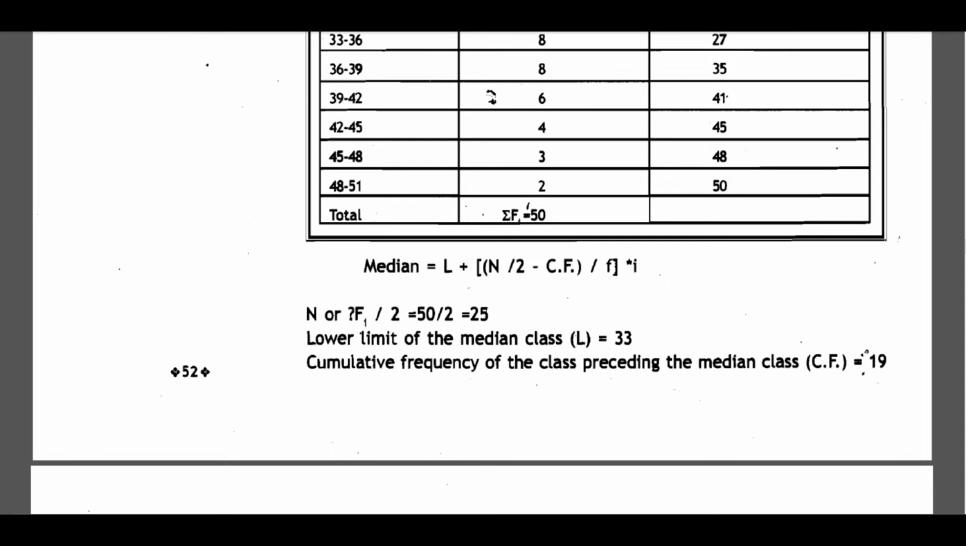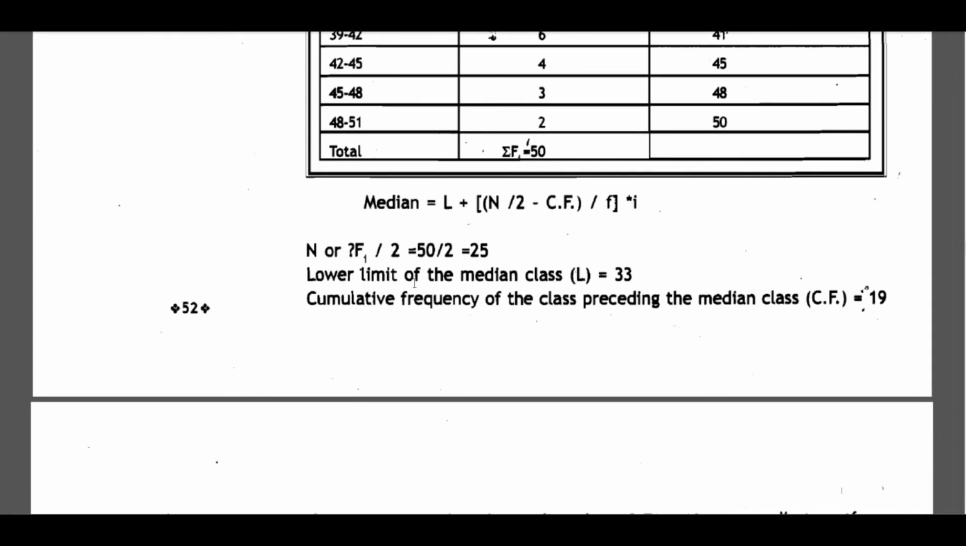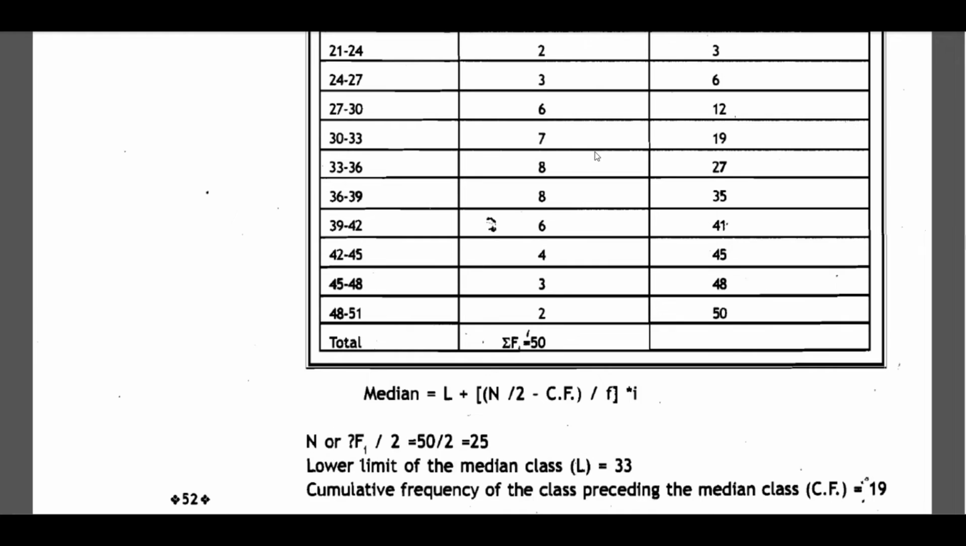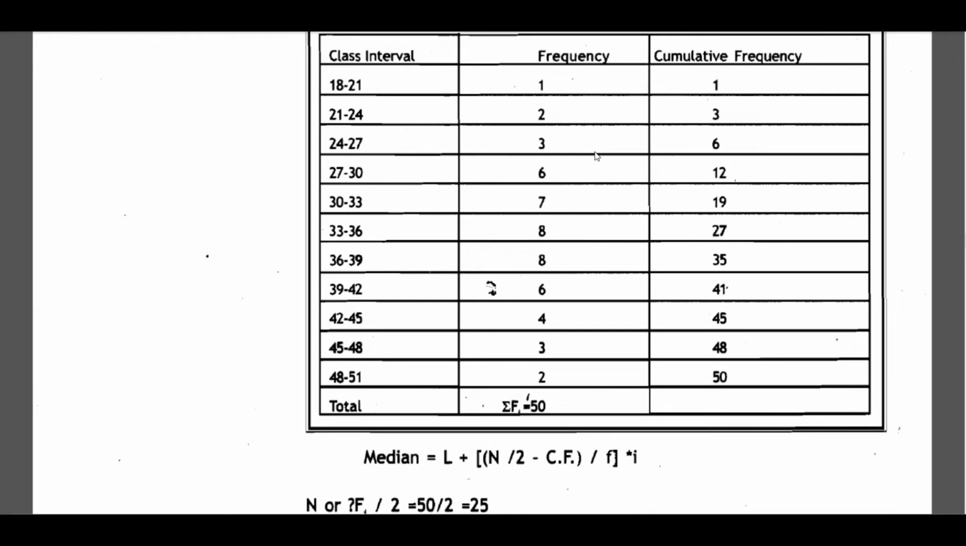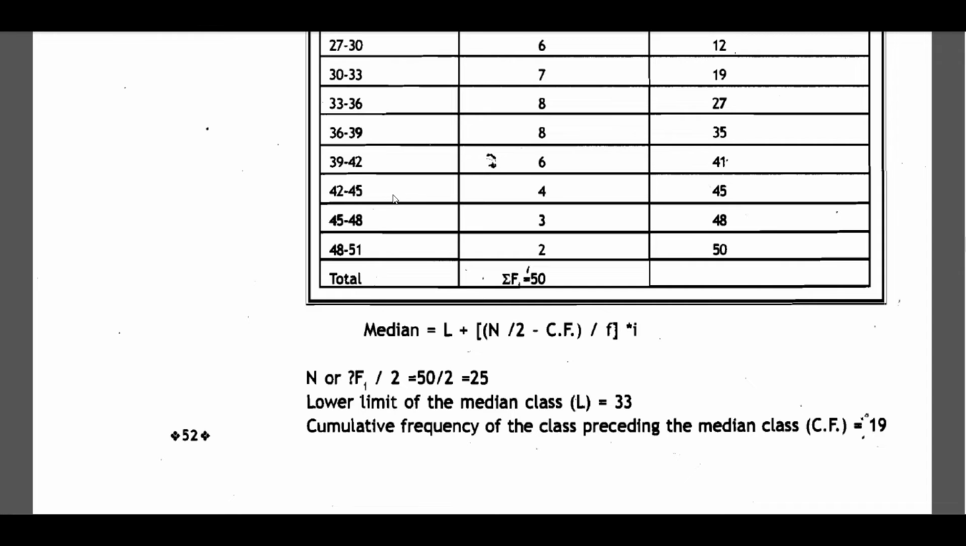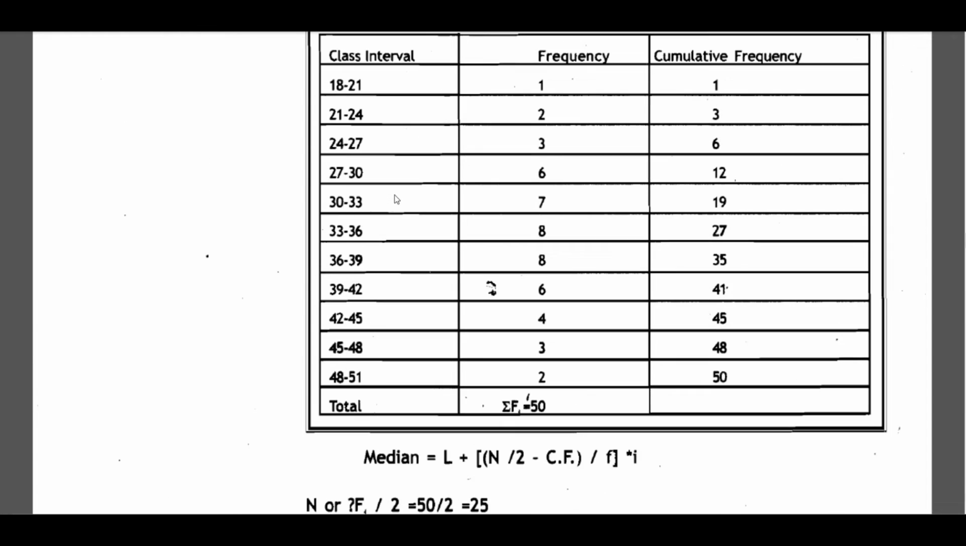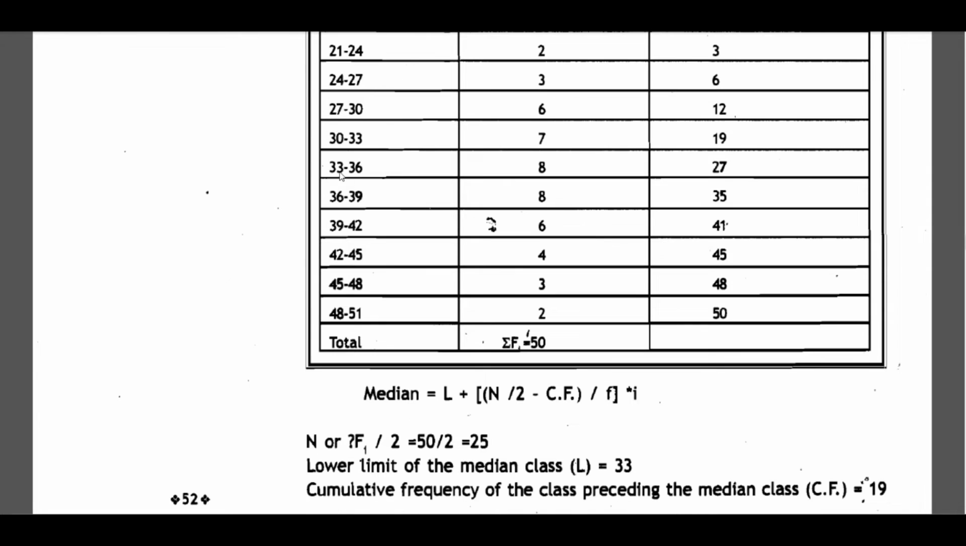So n is equal to 50, and n by 2 is 25. The lower limit of the median class, L, is 33. This is the median class for that. The lower limit is 33.